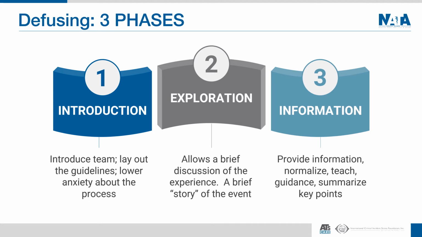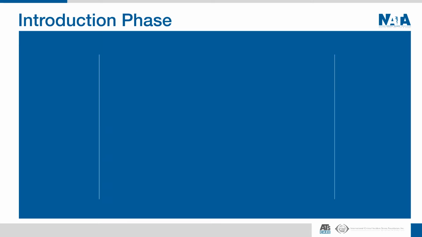And then the last thing we do here is we provide information. We inform people that what they are experiencing or feeling is normal for people that go through this situation. We summarize the key points of moving forward. We give them guidance and potentially give them handouts and information. And that's how the diffusing runs.